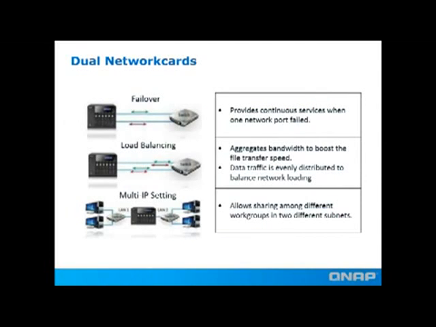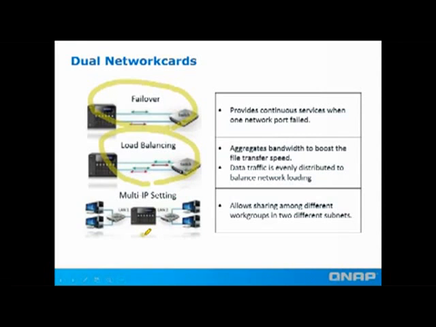Some other hardware features that are very useful for installers and the end user is that we have dual network cards on the back of the box. There are different ways to use it. The first way is failover, if you want optimal availability and uptime. That is the failover mode. You can also use load balancing, where you don't actually get more speed, but it's similar to failover mode.